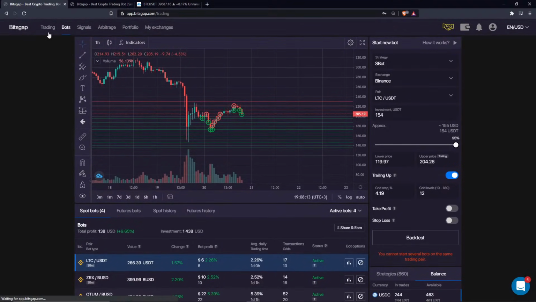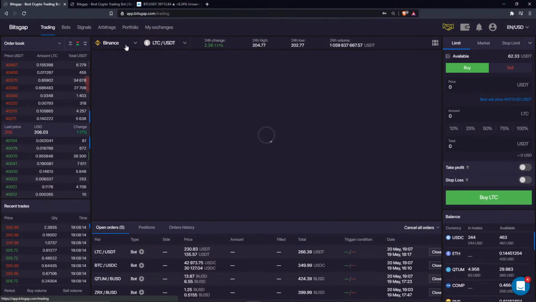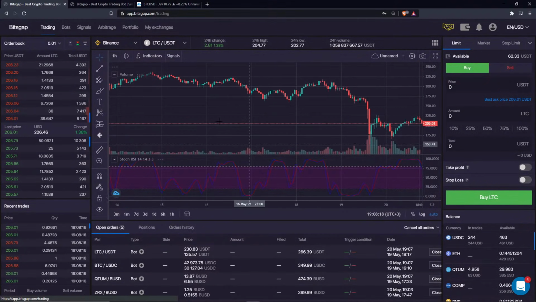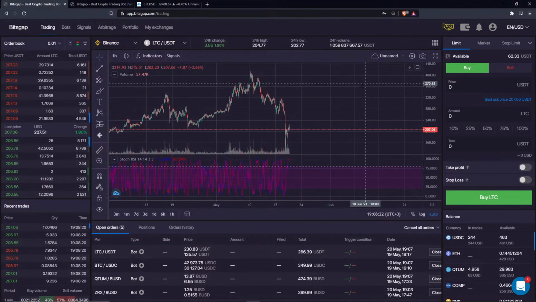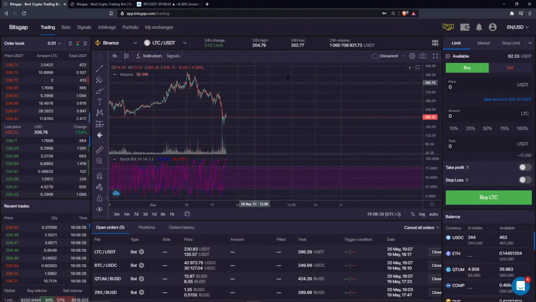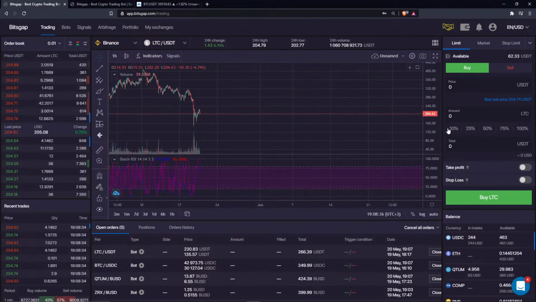Whereas when it comes to manual trading, there are some tools that we have at Bitsgap that can help you to enter the market and to exit the market when necessary. So, for example, you can enter with this smart limit buy order. Let's say I want to buy Litecoin right now at the current price of 2004.